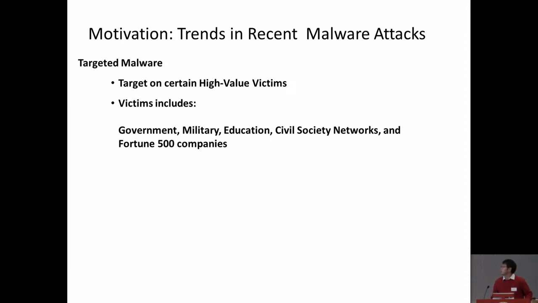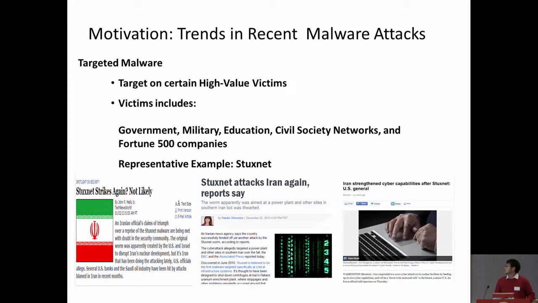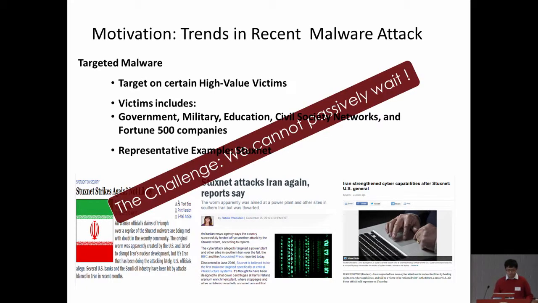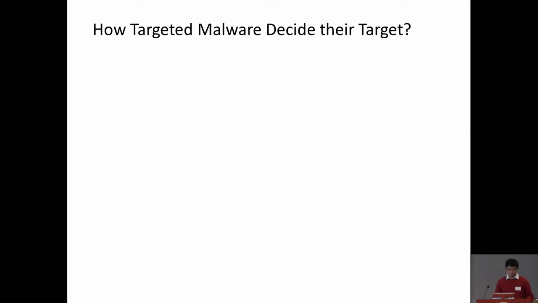Everybody knows that target malware is very malicious, and a representative example is Stuxnet. All these reports are reflecting Stuxnet. And you know what Stuxnet did, right? They disrupted the Iran nuclear infrastructures. So the challenge here is that we cannot passively wait to detect such kind of malware.